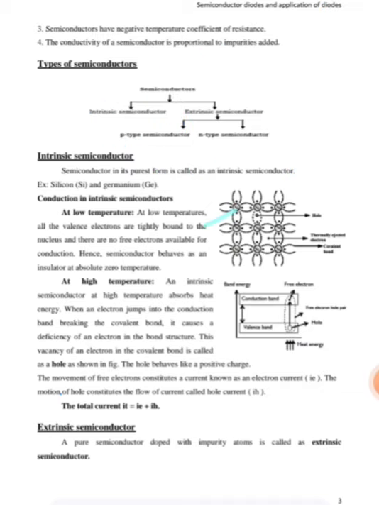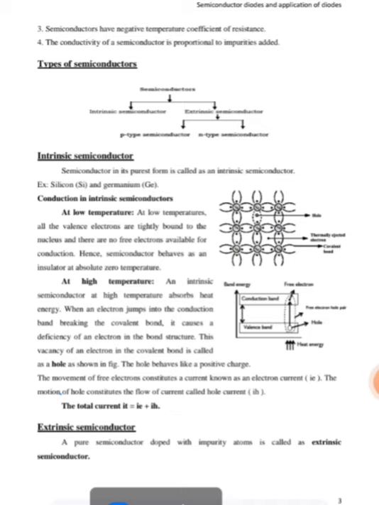The next property of these semiconductors: the conductivity of a semiconductor is proportional to the impurities added. So what are these impurities? That is the next topic. Note, we are going to add impurities. Impurities means we are going to add other atoms apart from silicon and germanium in order to increase the conductivity. So these are the four important properties of semiconductors.